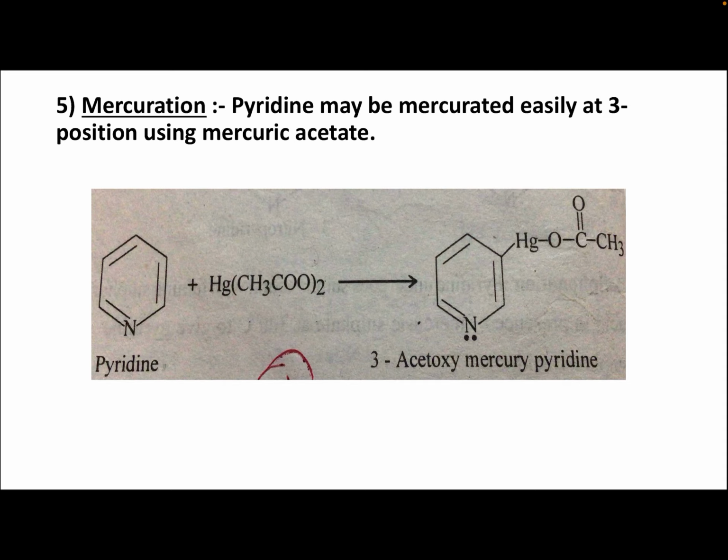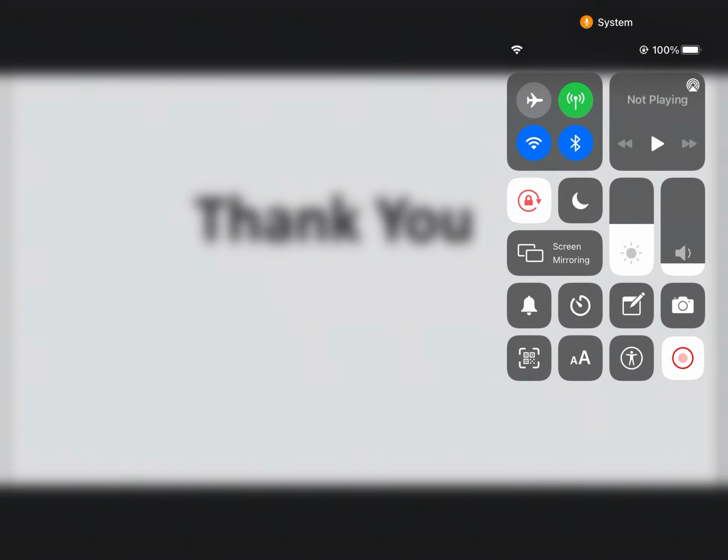Next, mercuration. Pyridine may be mercurated easily at 3 position using mercuric acetate. Pyridine is there, Hg(CH3COO)2. COO is acetate, Hg is mercury, so mercuric acetate is formed. CH3COO taken twice is mercuric acetate. We get 3-acetoxy mercury pyridine. So in the 3 position we are seeing the acetoxy mercury group getting attached, and 3-acetoxy mercury pyridine is formed. So mercuration of pyridine gives 3-acetoxy mercury pyridine in the presence of mercuric acetate.